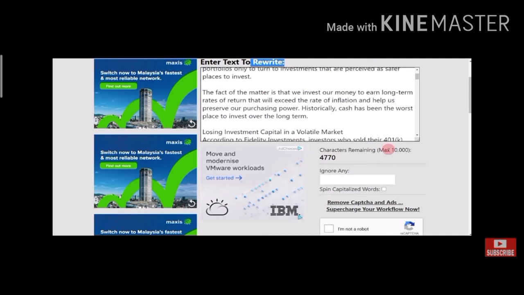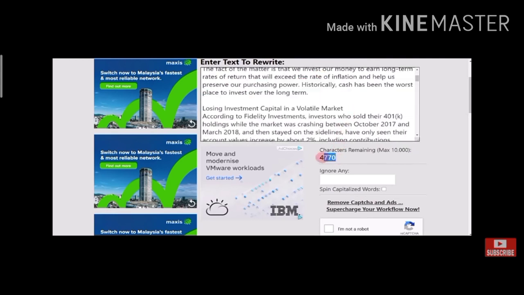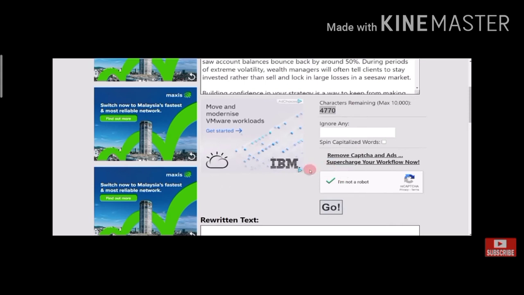So right now, as you can see here, this software allows you to automatically spin a maximum of 10,000 words. For example, the article that we use is only 4,770 words. So right now, you can scroll down below and click on this "I'm not a robot" and click on the go button. As simple as that.